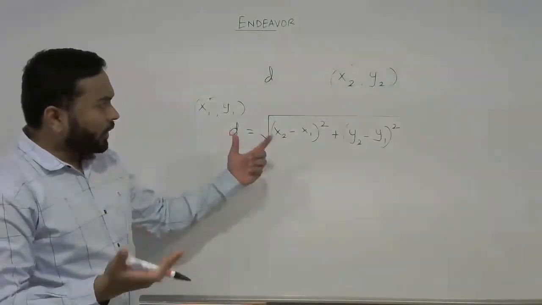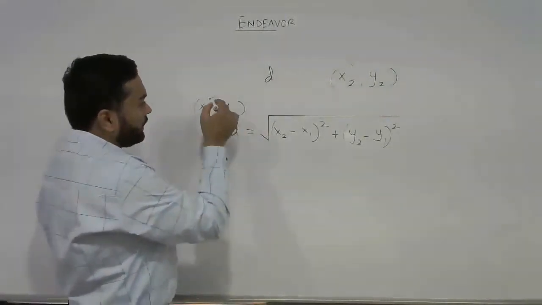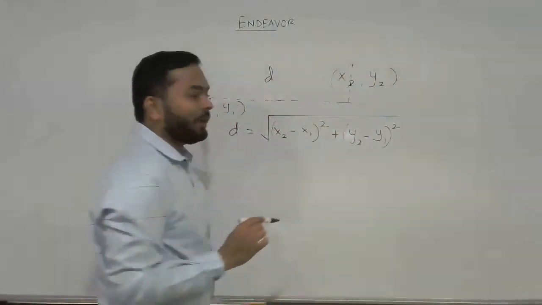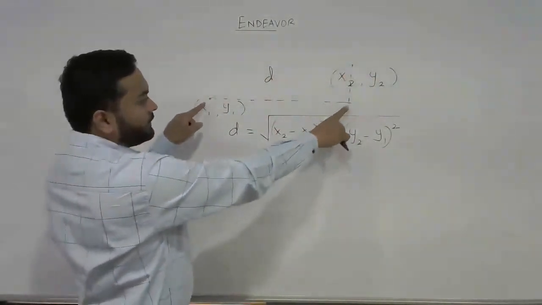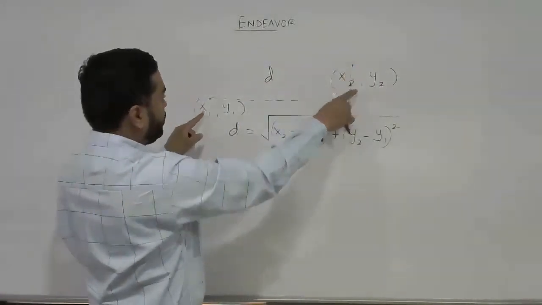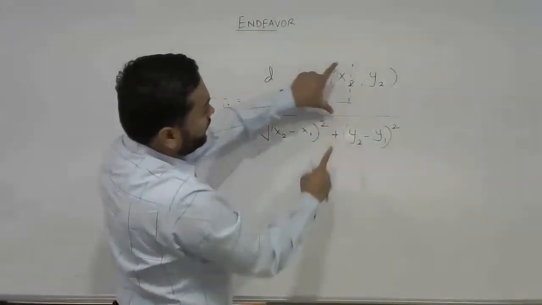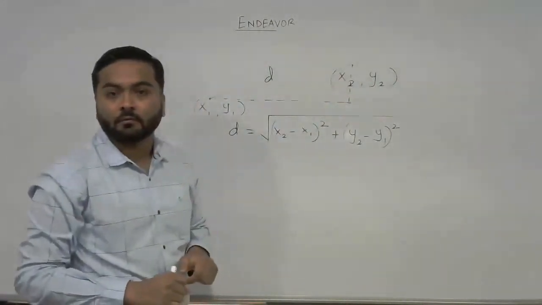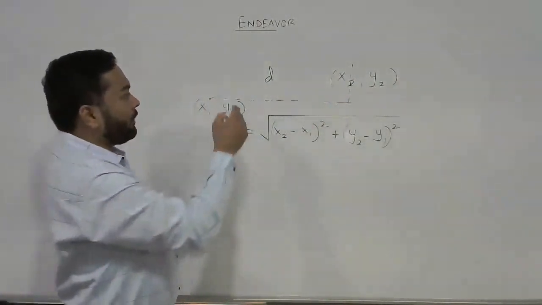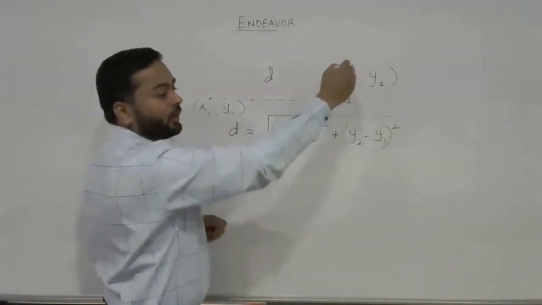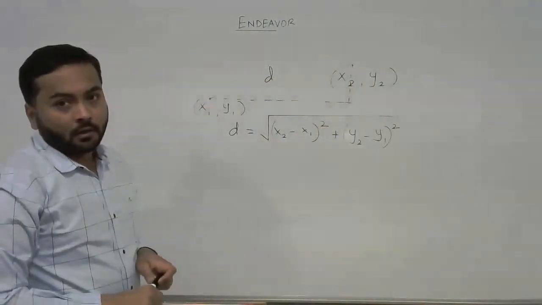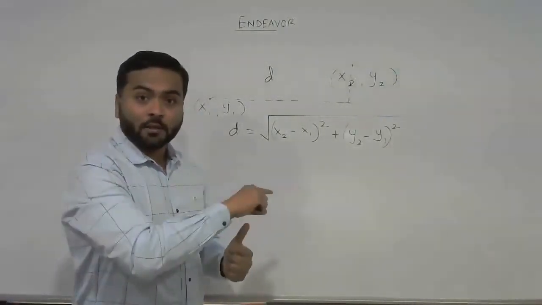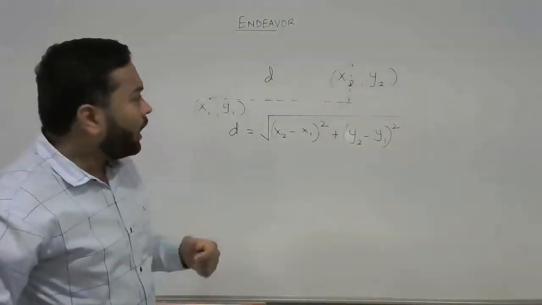Now this is no rocket science. This is nothing but an application of Pythagoras theorem. If you just extend this point, this is your x2 and x1, so x2 minus x1, and this is y2 and this is y1, so this is y2 minus y1. Apply Pythagoras theorem here; this is the hypotenuse, and you get this. Great.